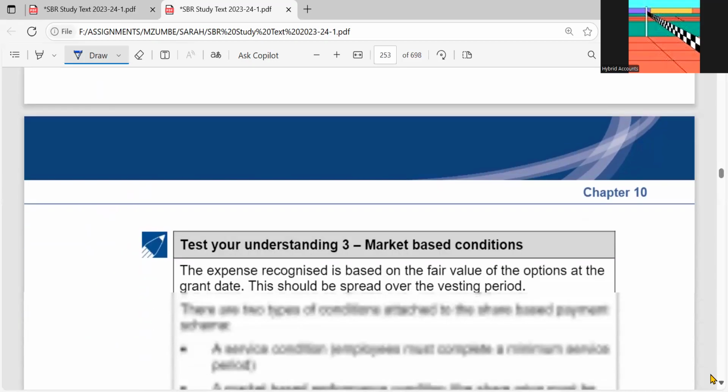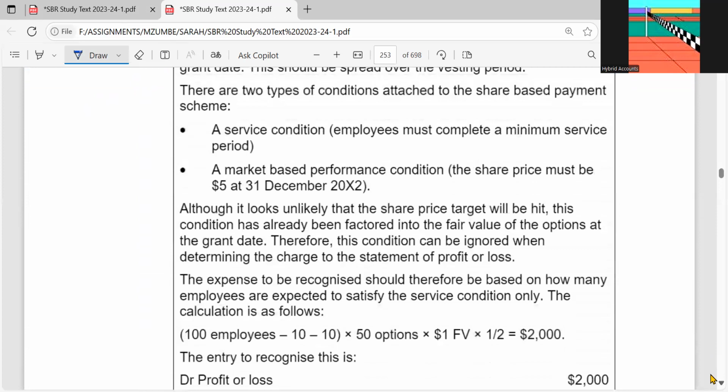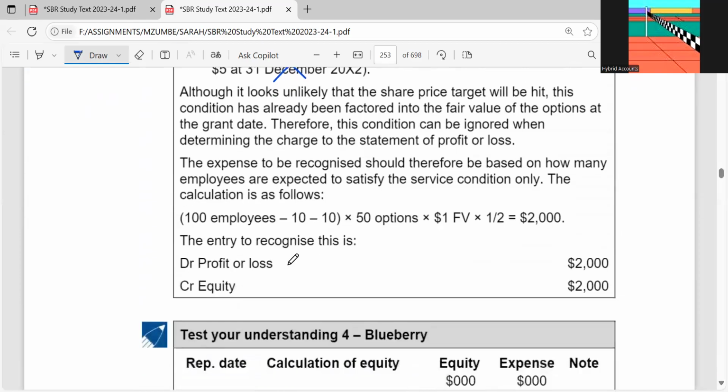Here we are. We have spoken of those two, right? That the market condition won't matter. It won't matter here, right? So as you see here, 100 minus 10 minus 10 is 80, times 50 options, times the fair value at grant date, times 1/2, and you have 2,000, all right?